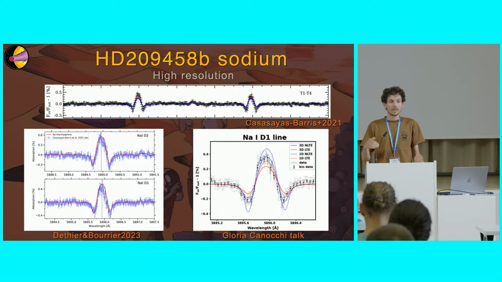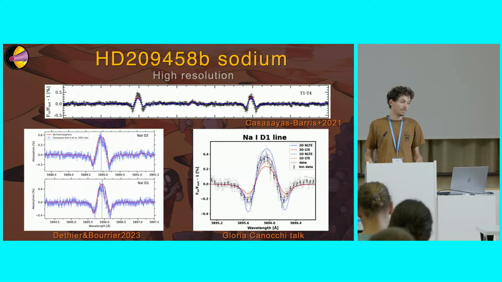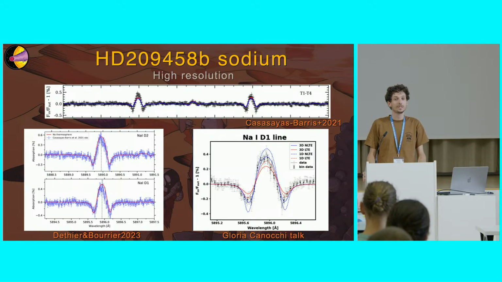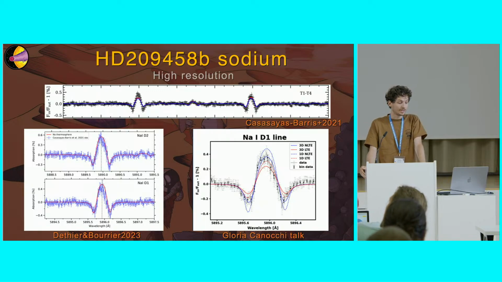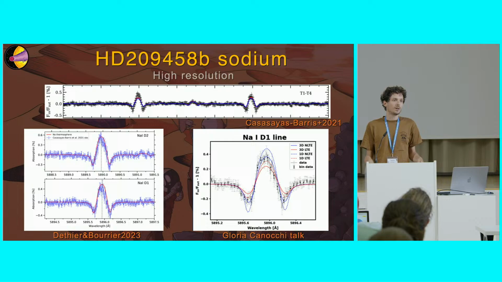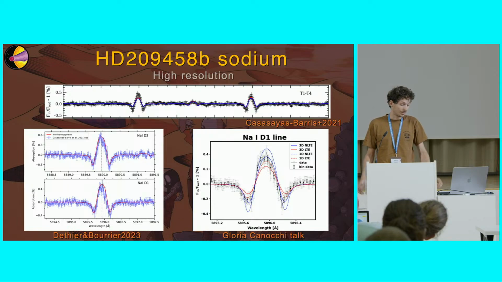Then we wanted to go to slightly higher resolution, what we call intermediate or medium resolution, and we needed a test case for that, which is the very famous HD209 sodium. Earlier this week, you heard the talk of Gloria Canocci presenting her results about the high resolution HD209 sodium detection, which were completely explained by the Rossiter plus CLV effects. But because I'm a very picky person, I was wondering if the very famous Charbonneau 2002 detection could also be explained by this Rossiter-McLaughlin effect or not.